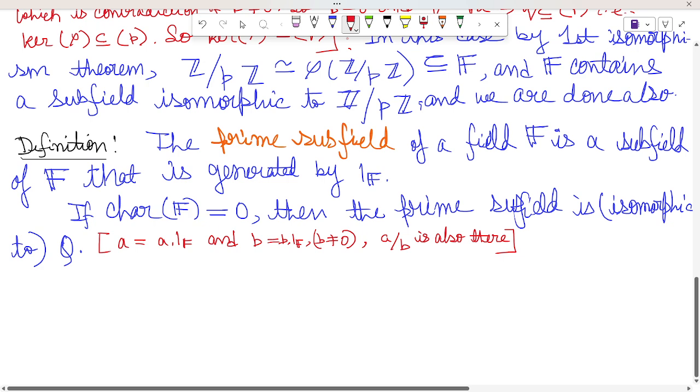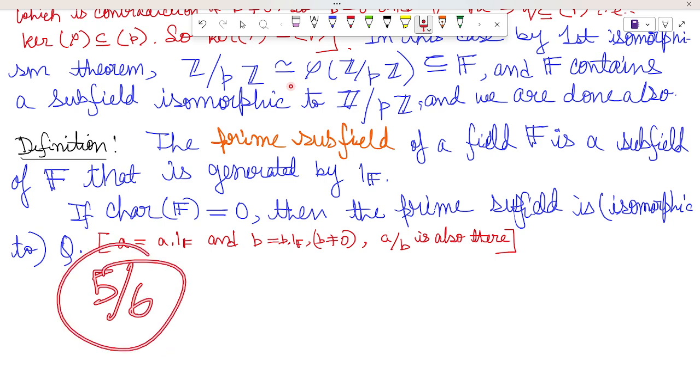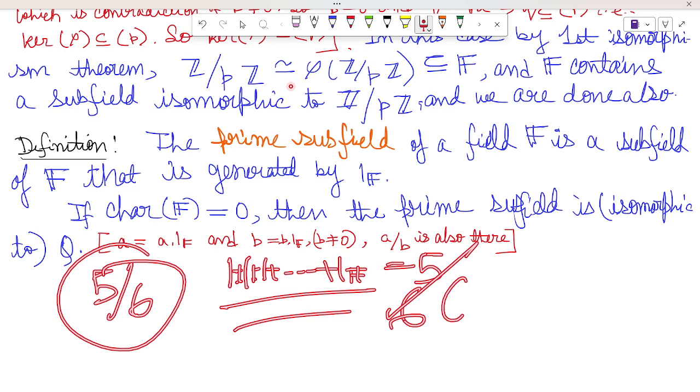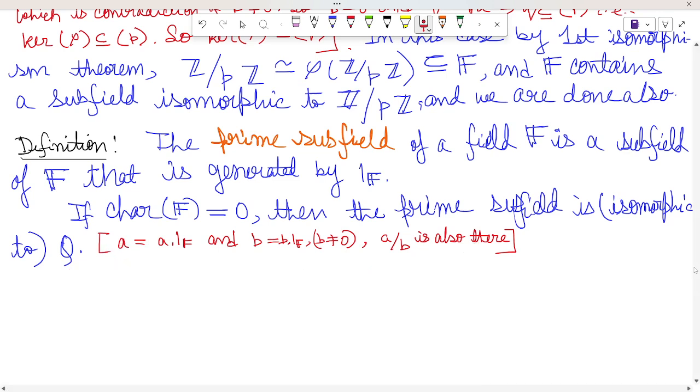You endlessly add elements. Okay. So for example, suppose 5 by 6. I can add one 5 times, so I get 5, and I add one 6 times to get 6, and divide them. That is characteristic 0. Okay. So any element I could generate by adding that type of element.